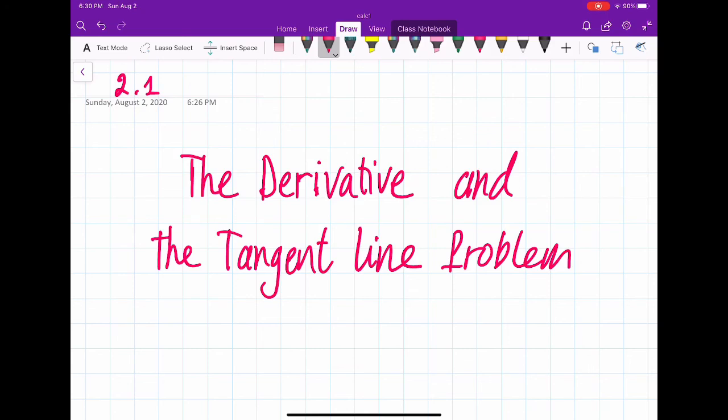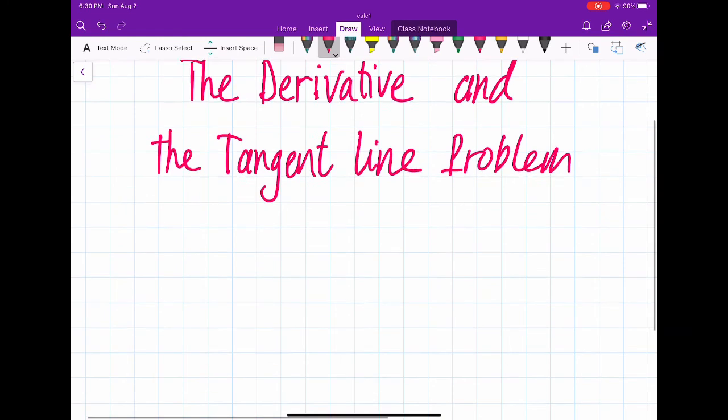Hello, today we study derivative and the tangent line problem. As we remember, in the very first lecture, we discussed two problems that make precalculus and calculus different. One of them is the tangent line problem, right?